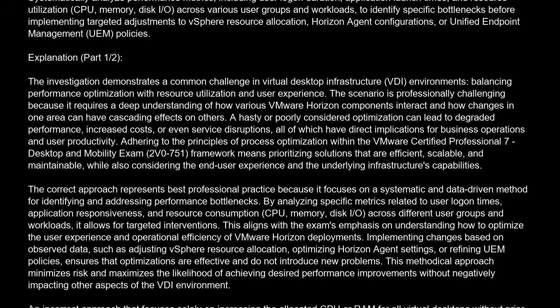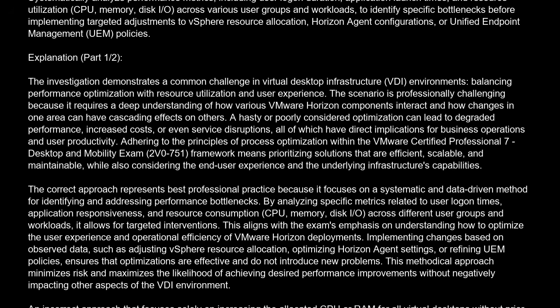The correct answer is B. Systematically analyze performance metrics, including user logon duration, application launch times, and resource utilization (CPU, memory, disk I/O), across various user groups and workloads, to identify specific bottlenecks before implementing targeted adjustments to vSphere resource allocation, Horizon agent configurations, or Unified Endpoint Management (UEM) policies.